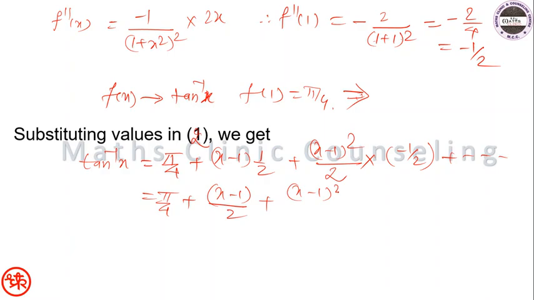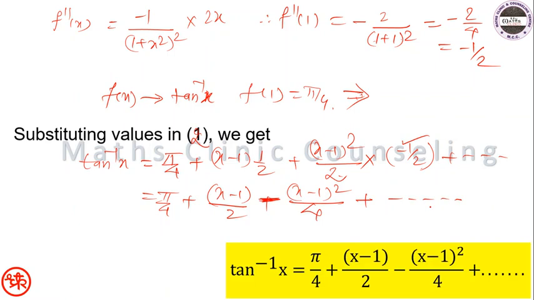So it is equal to pi by 4 plus x minus 1 by 2 plus x minus 1 whole square, the minus will come, minus x minus 1 whole square divided by this 2 into 2 is 4, plus dash dash dash, and this is the final answer. So this is the required answer. Tan inverse x is equal to pi by 4 plus x minus 1 by 2 minus x minus 1 whole square by 4 plus dash dash dash, and so on.